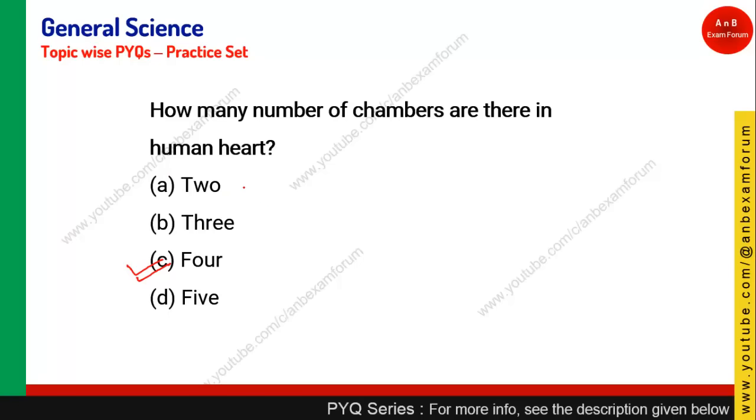So let's see. A 2 chamber heart is found in fishes. Whereas if you talk about a 3 chamber heart, it is found in amphibians. And a 5 chamber heart is not found in any of the animals. So the answer is option C.